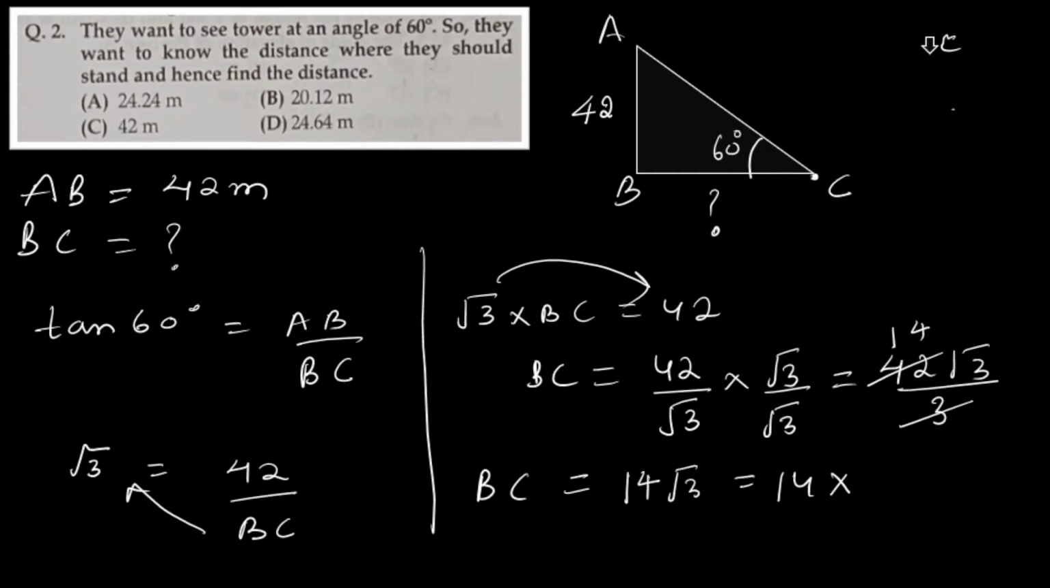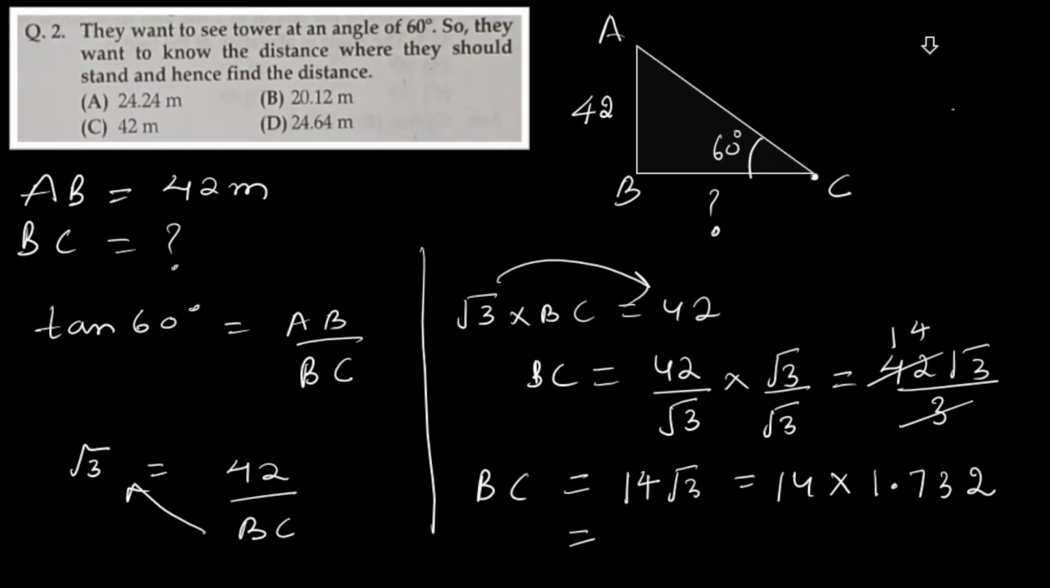Root 3's value you can remember. Although you will be provided with the square root tables, it's better, why waste time? You can just remember its value, 1.732, and I'm sure you already know. Yes, 1.732. Now multiply and tell me the answer.